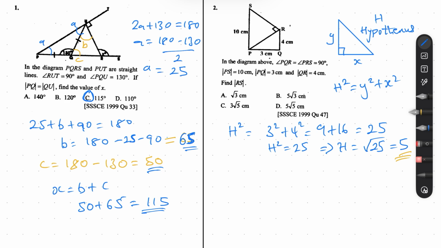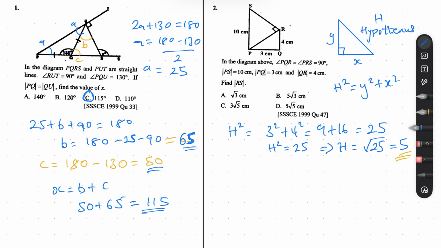So now we know this hypotenuse here is 5 centimeters. So this line here, which is the base of the other right-angled triangle, is 5 centimeters. Since we know the base of the other right-angled triangle and the hypotenuse, we want to find the other side of this triangle. Let me redraw this triangle so you can see it properly.